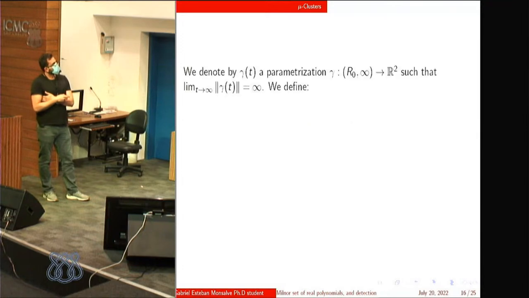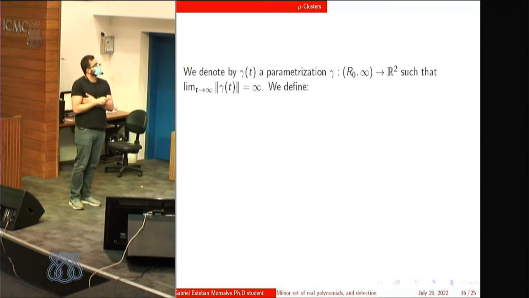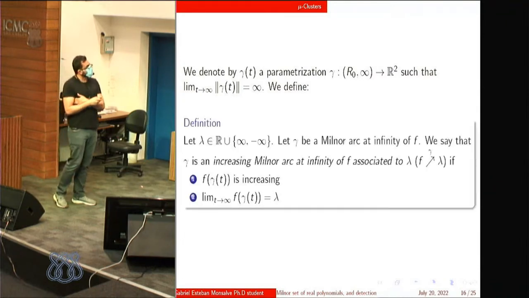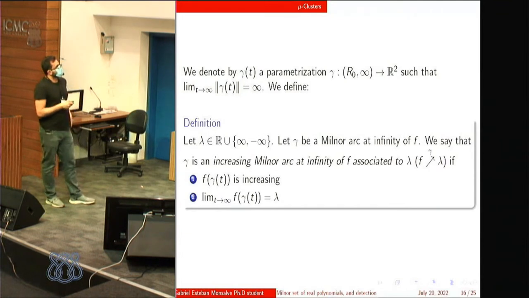So first, let me just fix a parametrization of any Milnor arc, from R0 to infinity, such that the limit of the norm of gamma(t) when t goes to infinity is infinity. And for that, we define what is an increasing Milnor arc at infinity of f associated to lambda.